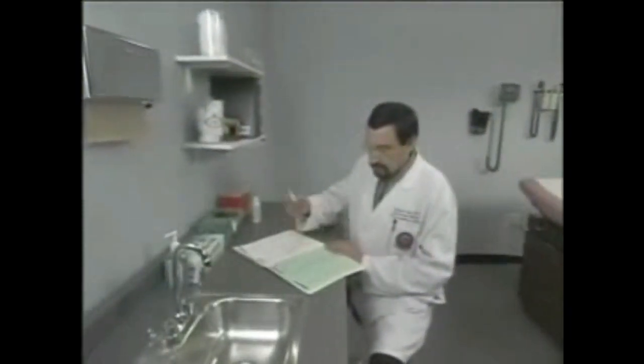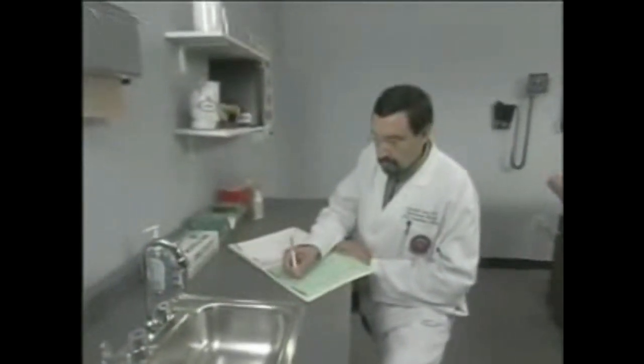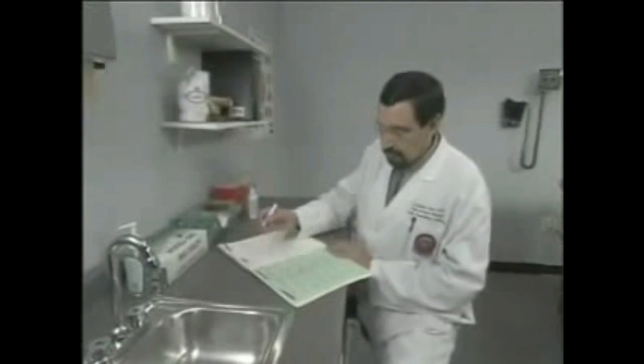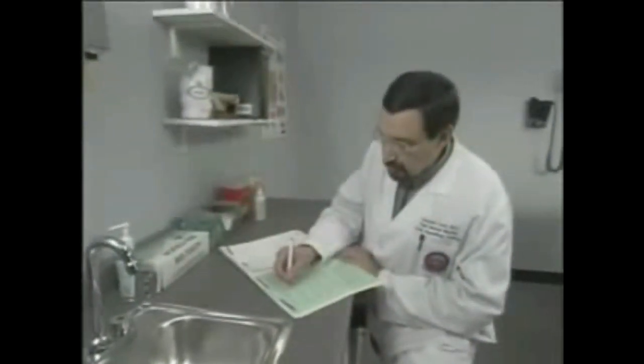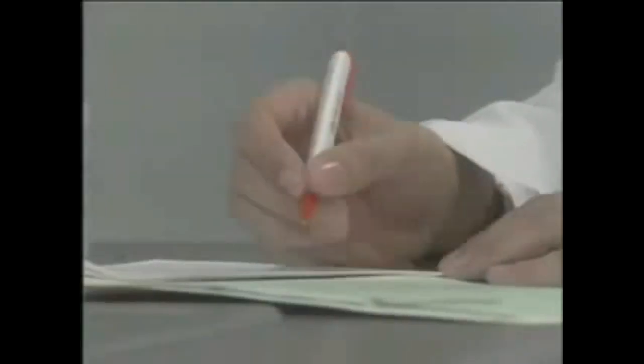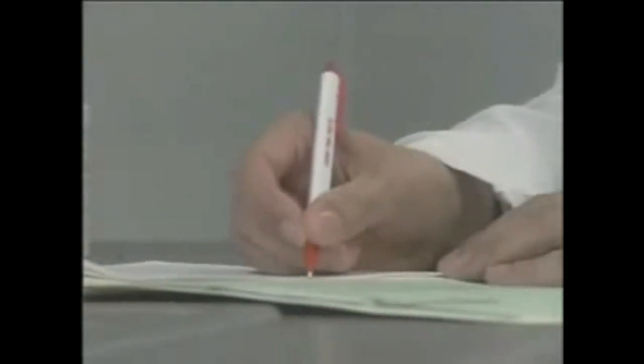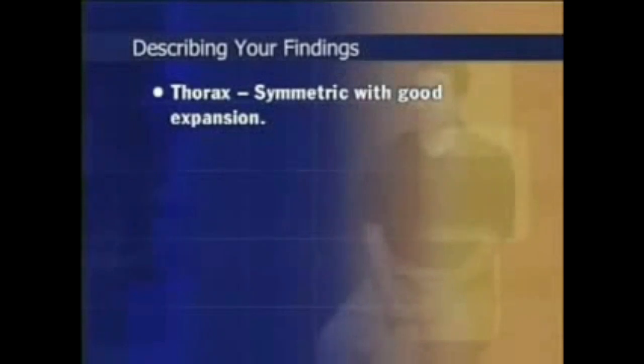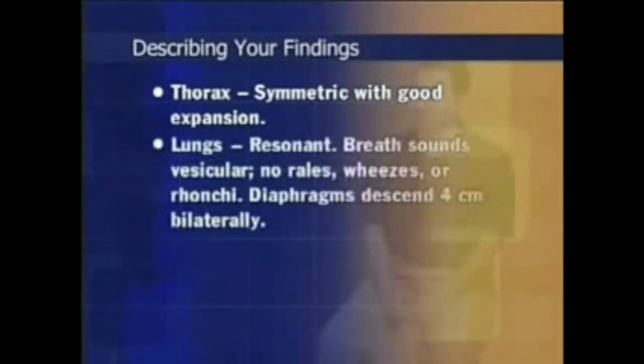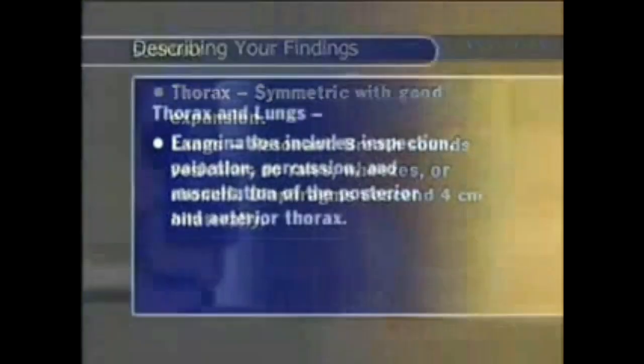A clear, well-organized clinical record, employing language that is neutral, professional, and succinct, is one of the most important adjuncts to patient care. For a healthy patient, your write-up might include a combination of language and charting. For example, thorax is symmetric with good expansion. Lungs resonant. Breath sounds vesicular, no rales, wheezes, or rhonchi. Diaphragms descend 4 centimeters bilaterally.